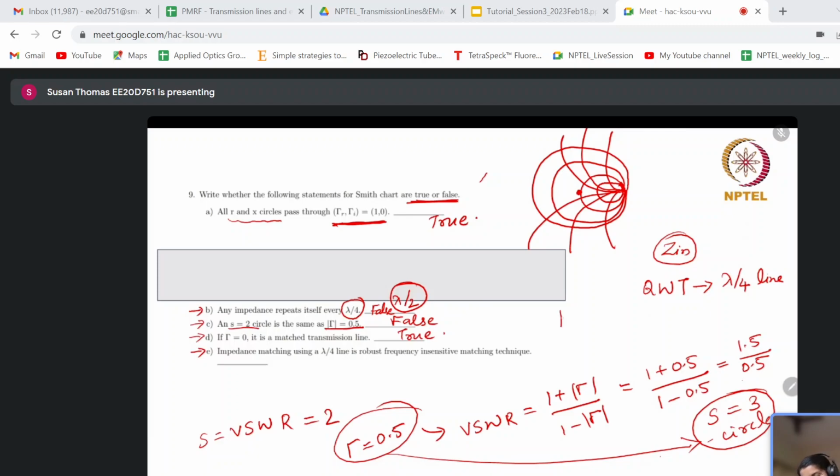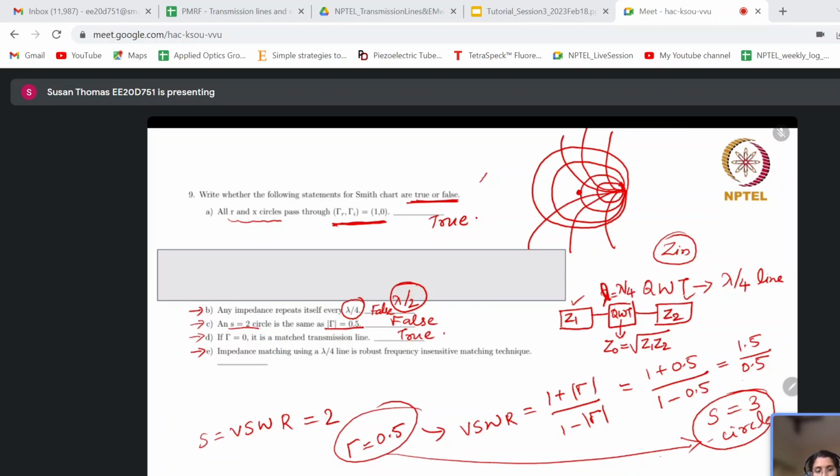So to match Z1 to, say, Z2, if you use a quarter wave transformer or a lambda by 4 transmission line, it should have an impedance Z0 equal to the root of Z1 into Z2. So the characteristic impedance of the quarter wave transformer used for matching should be root of Z1 into Z2. And the length of the transmission line should be lambda by 4.